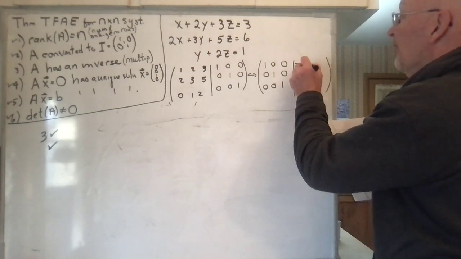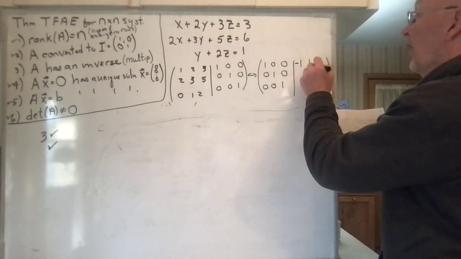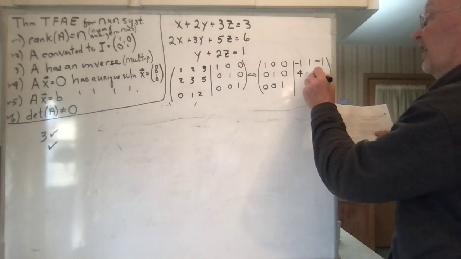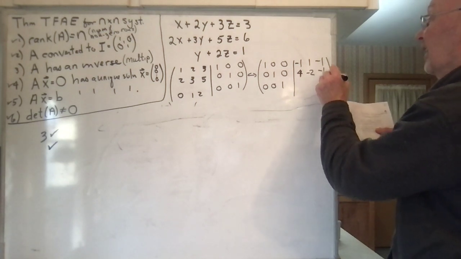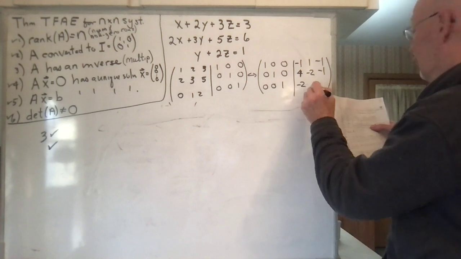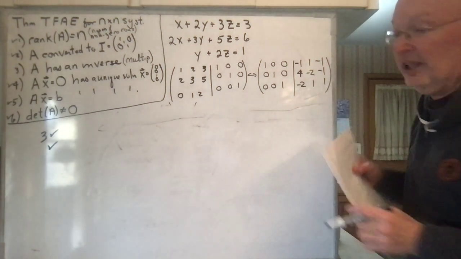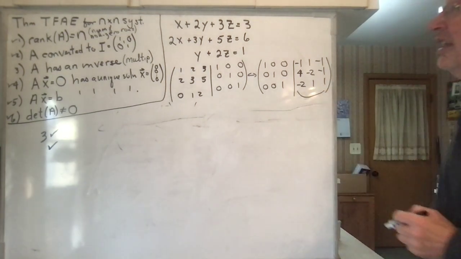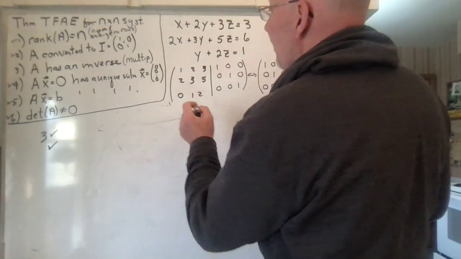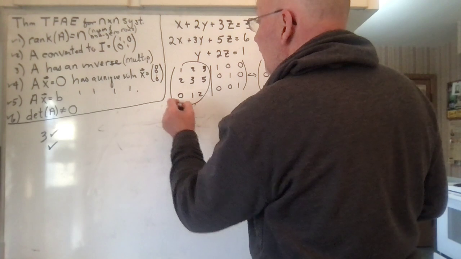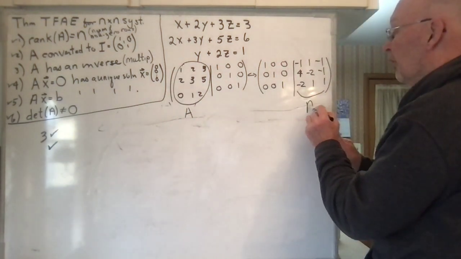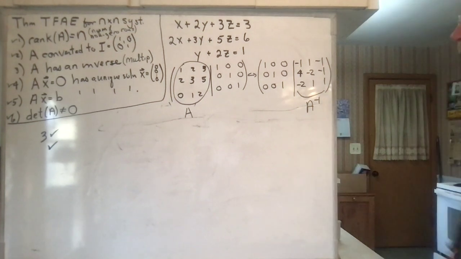You end up with -1, 1, -1, 4, -2, -1, -2, 1, 1. That's what you end up with. And it turns out that this thing right there is the inverse. So if this matrix right here, if we call this matrix A, then this matrix right here we call the inverse of A. We write it like that.